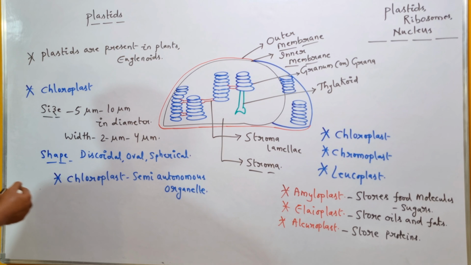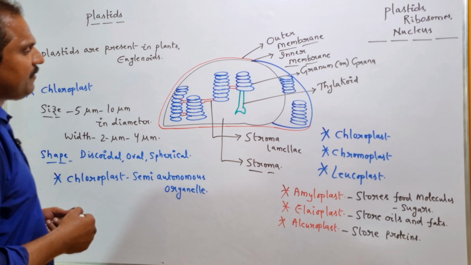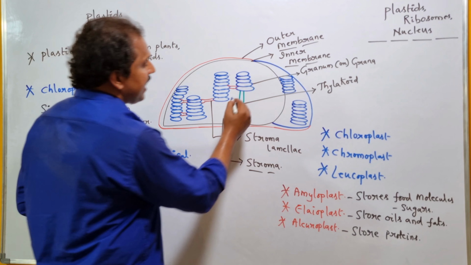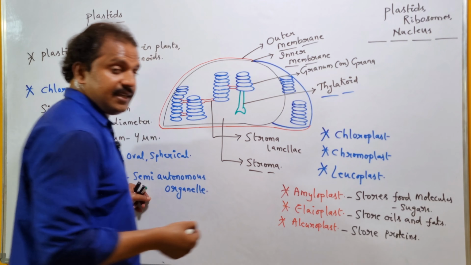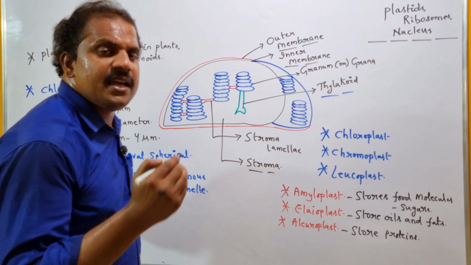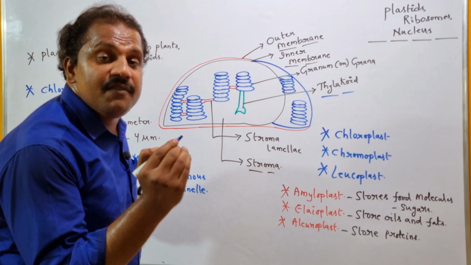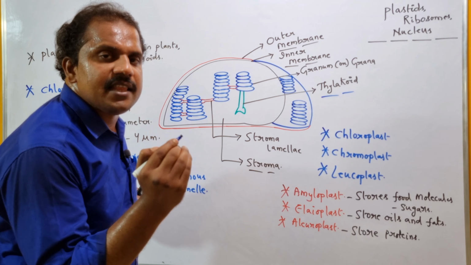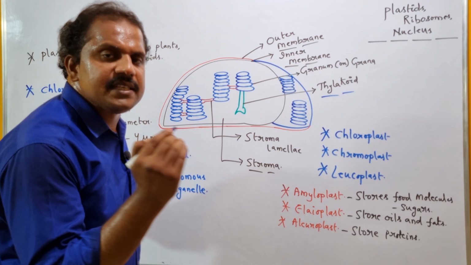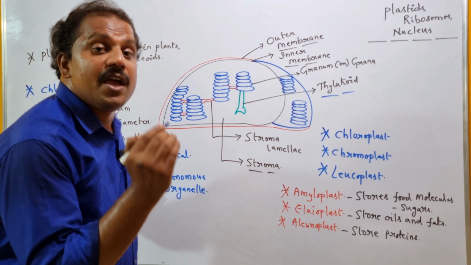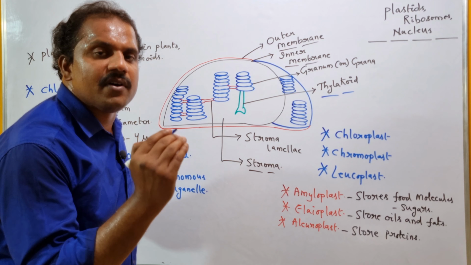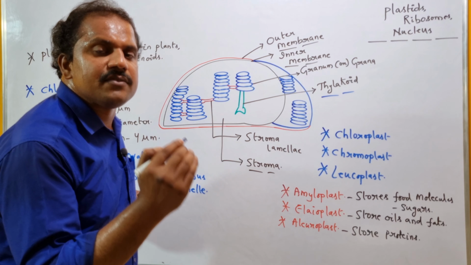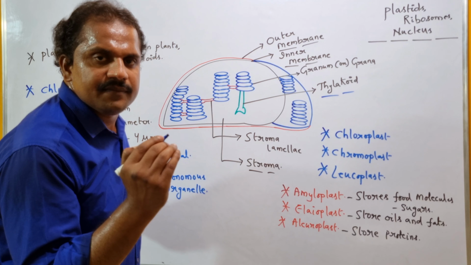Very adjacent to the stroma, we can observe thin flattened tubular sac-like structures, which are nothing but what? Thylakoids. Is it clear? On the surface of the thylakoid, we can observe many piles of coin-like structures stacked upon each other, and they are termed as what? Granum or grana. Is it clear?